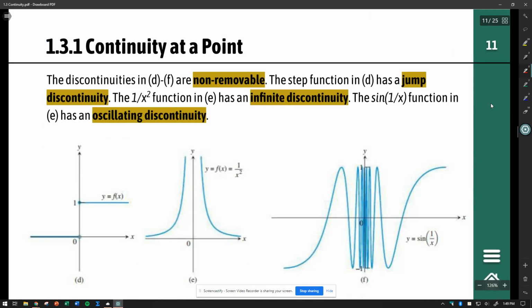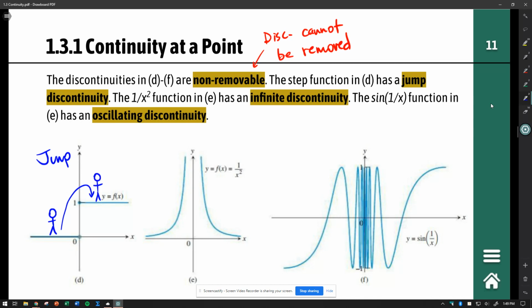Here we have 3 other types of discontinuities, and all 3 of these are non-removable. They're non-removable because the discontinuity cannot be removed. So what are these 3 types? First up, there is the jump discontinuity, and we might call it that because if there was a little person standing on this part of the function, he would have to make a leap and jump to be in the next part of the function.